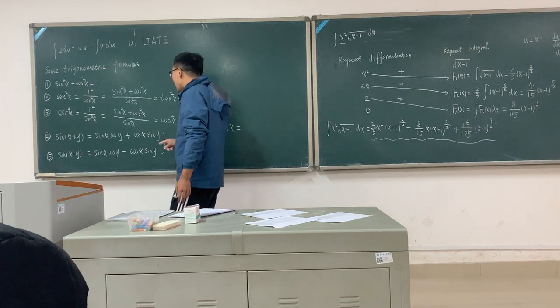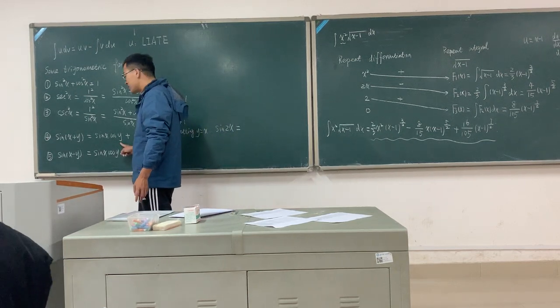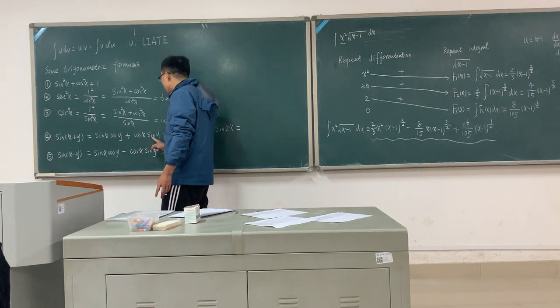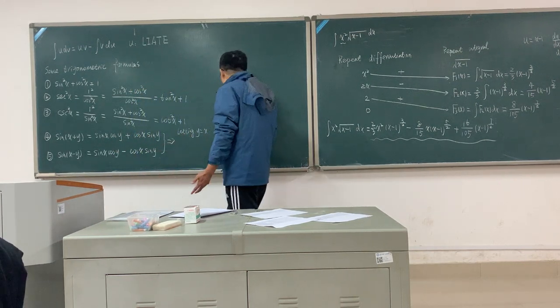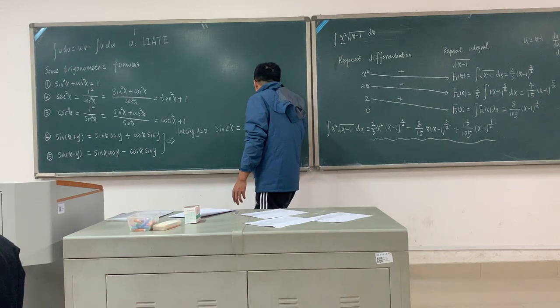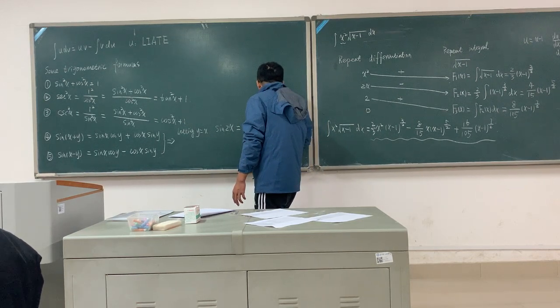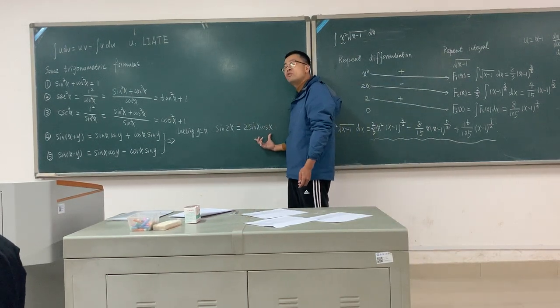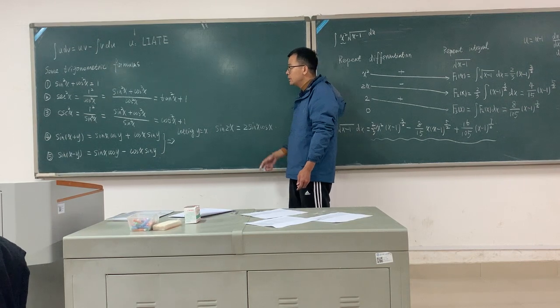Sin 2x, the right hand side, with y equal to x, is sin x cosine x plus cosine x sin x. So actually the right hand side is what? It's 2 sin x cosine x. Yeah? So here we can obtain this formula, okay?